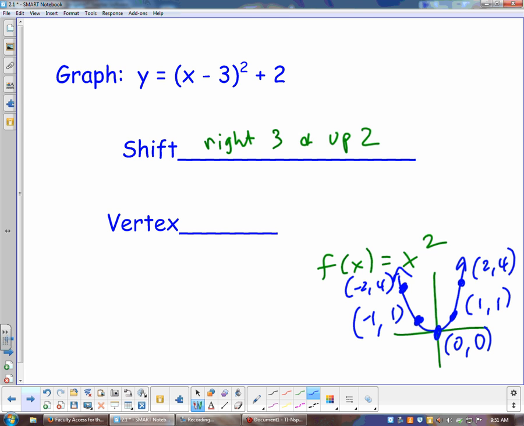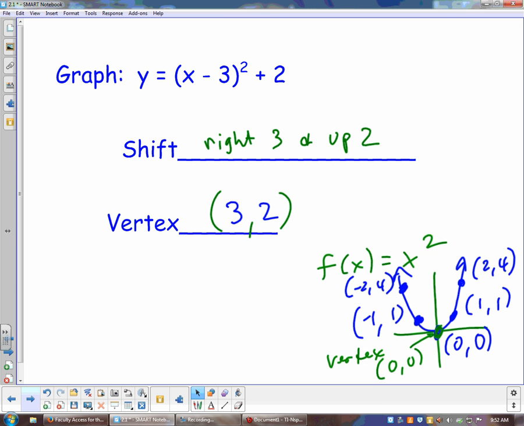All right, so what's the vertex for this graph? This one has a vertex at 0, 0, right? That's the vertex right there. So what will the vertex be of this graph? 3, 2? Because I want to go to the right 3 and up 2. So the vertex would be 3, 2. Are we okay with this?